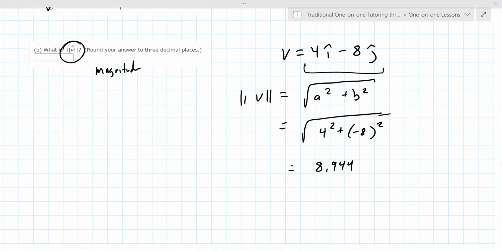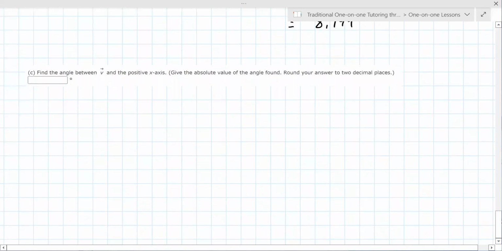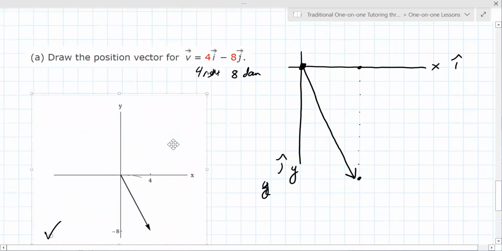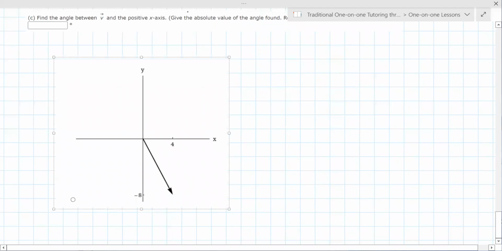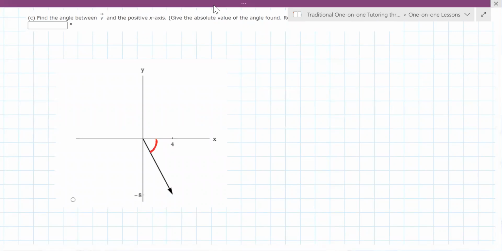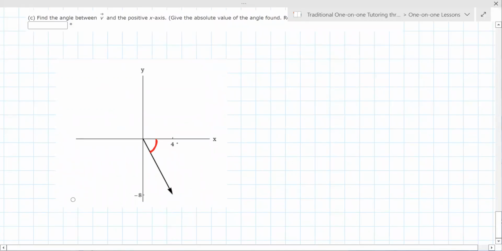Okay, next question on this one, part C. It says to find the angle between V and the positive X axis. So let me go back to the picture. Let me grab this picture. So they want this angle. Let me do it in red. They want this angle right here. Now, how do I want to do this?